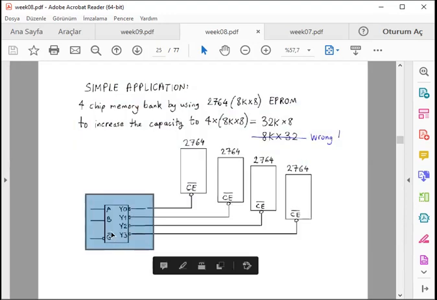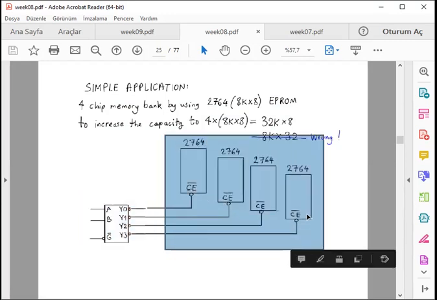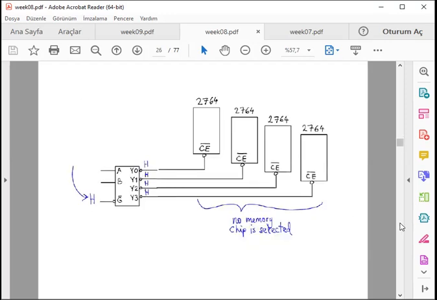So this is the simplest decoder. Decoders can have more than these numbers according to their input pins and outputs. This is the simplest and smallest decoder, which can control up to 4 memory chips, 2764. Each one has 64K capacity, so with 4 of them, the capacity is increased 4 times.